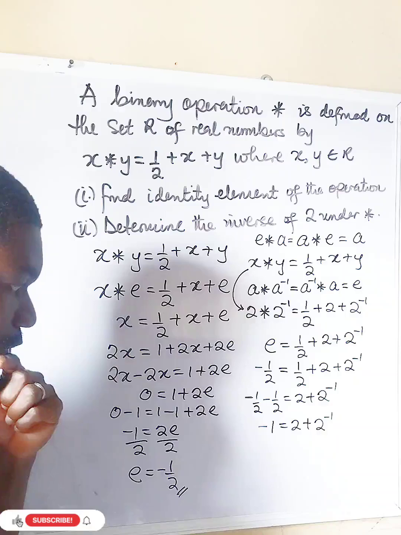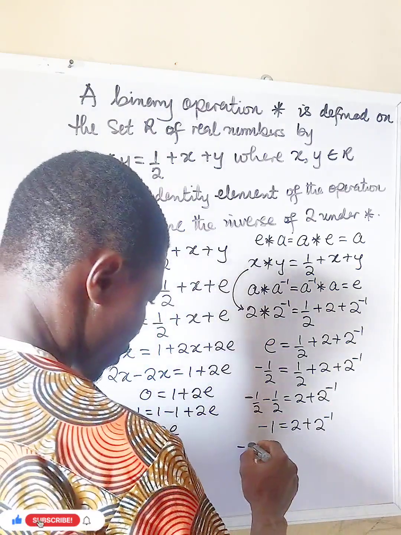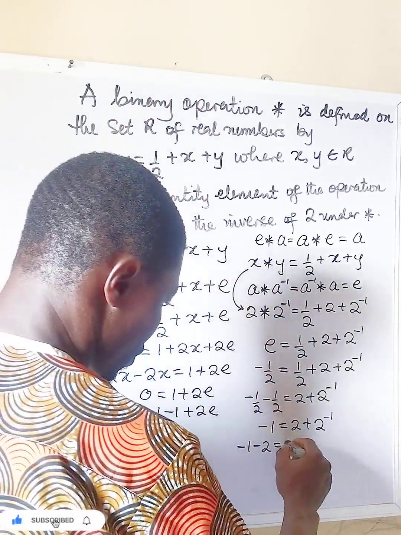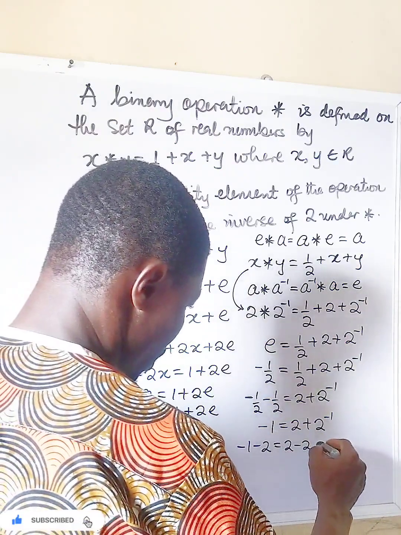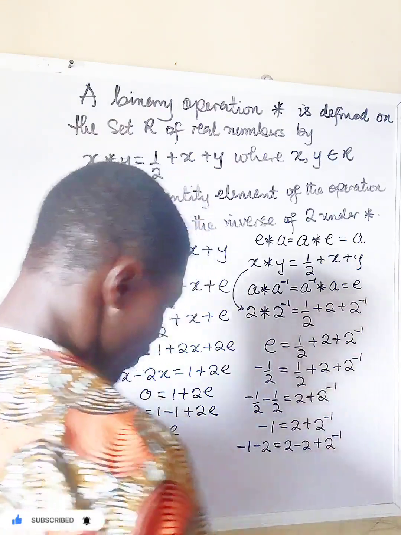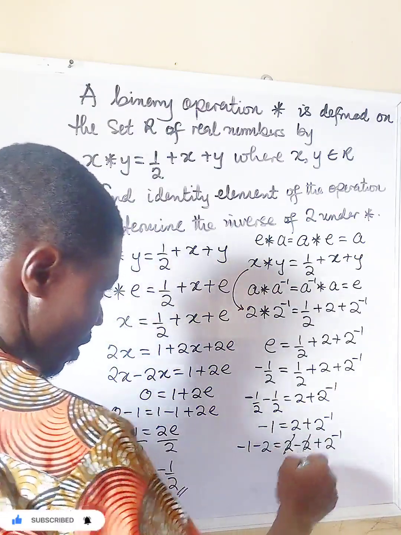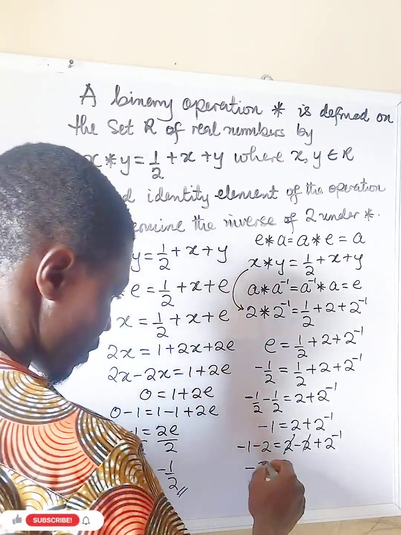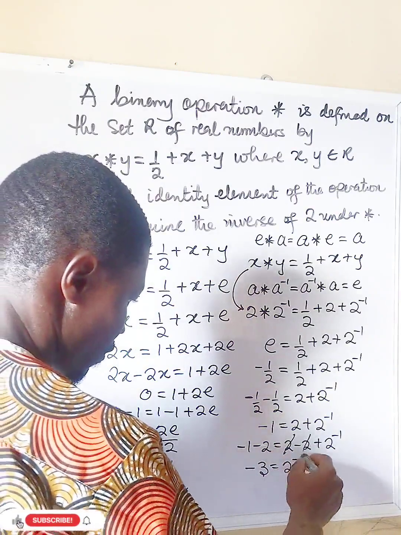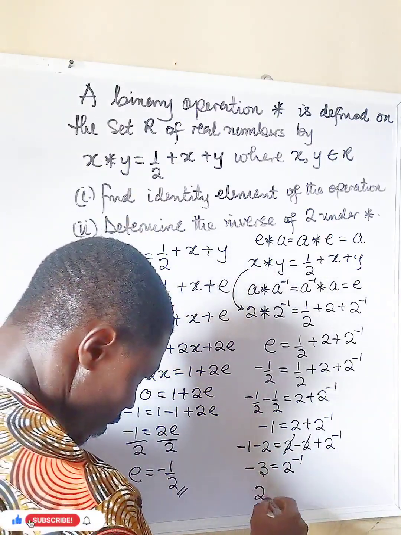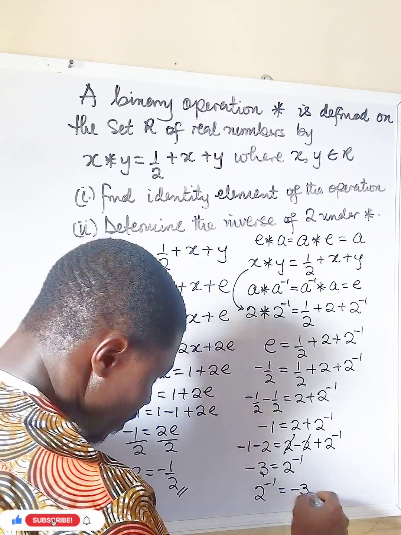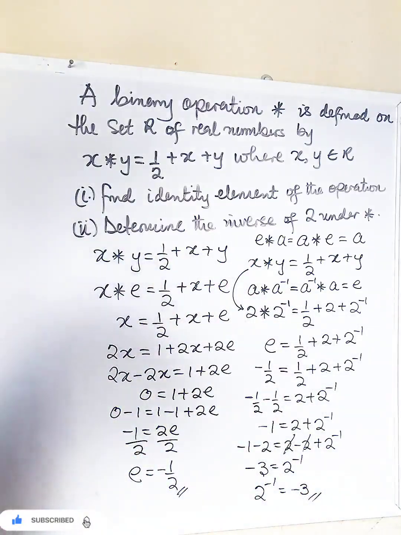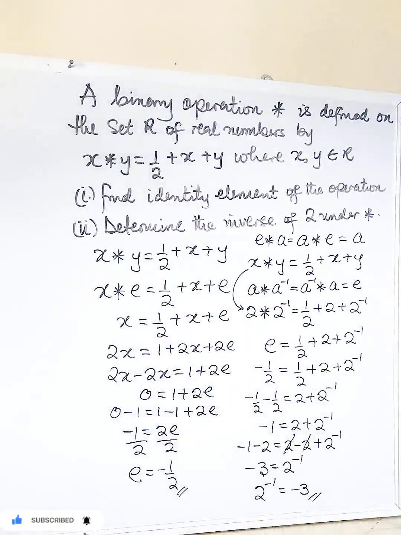Now let's subtract 2 from both sides. Here you have minus 1 minus 2 equals 2 minus 2, then plus the inverse of 2. So this will eliminate this, and we end up having minus 3 equals the inverse of 2. So the inverse of 2 equals minus 3. Final answer. Alright, thank you and God bless you.